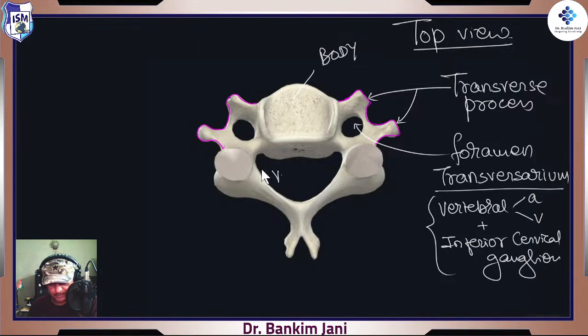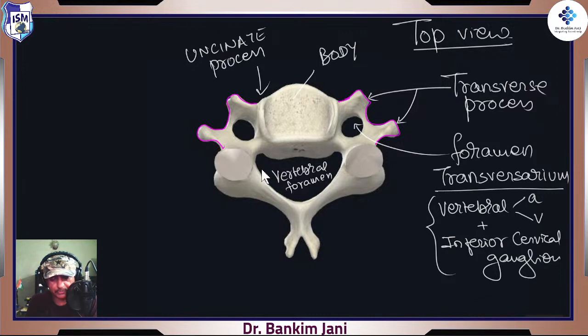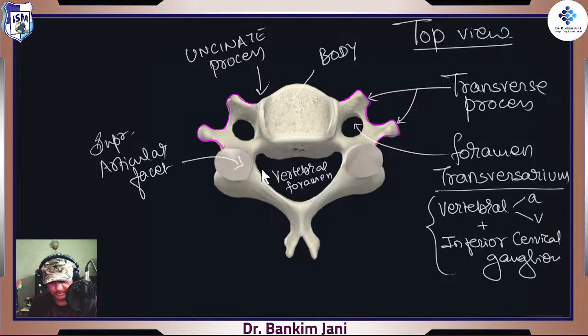So this is the vertebral foramen, correct? Vertebral foramen, which will be carrying the spinal cord. That was the body, and this is the uncinate process, which tells us that we are watching from the top, right? And if we are watching from the top, then this is the superior articular facet. That's what we watch, right? This one, because inferior would be the underside.